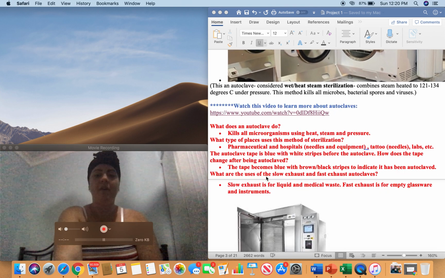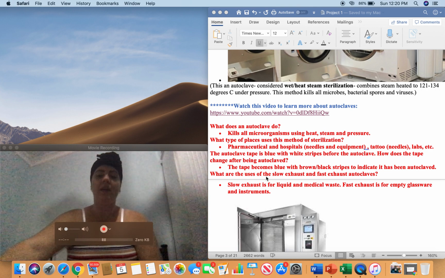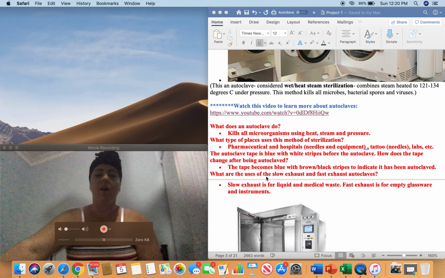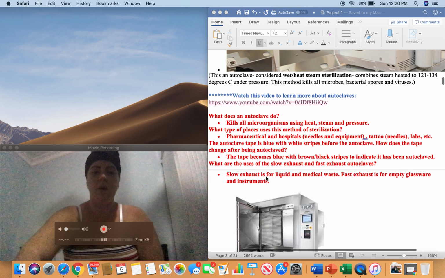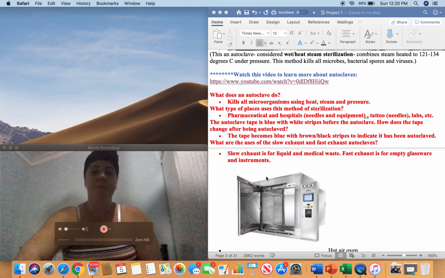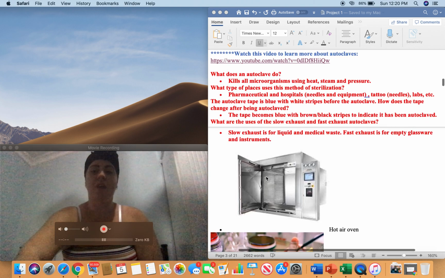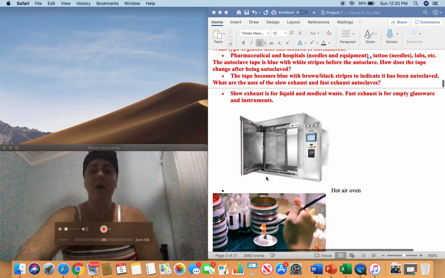The autoclave tape is blue with white stripes before the autoclave. And how does the tape change after being autoclaved? You saw in the video the tape becomes blue with black and brown stripes to indicate that it has been autoclaved. What are the uses of the slow exhaust and the fast exhaust autoclaves? Slow exhaust is for liquid and medical waste, and fast exhaust is for empty glassware and instruments.